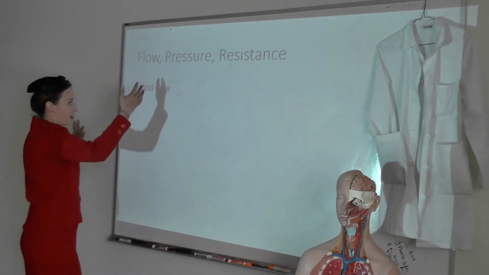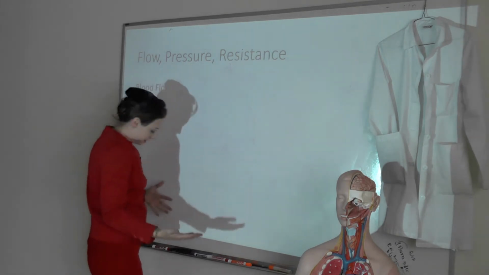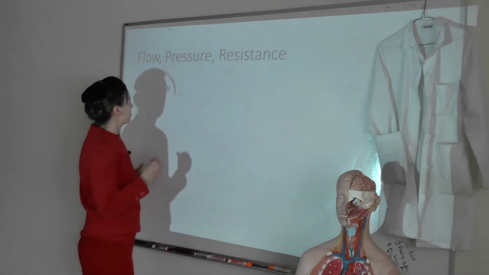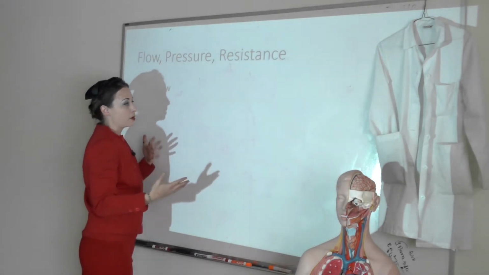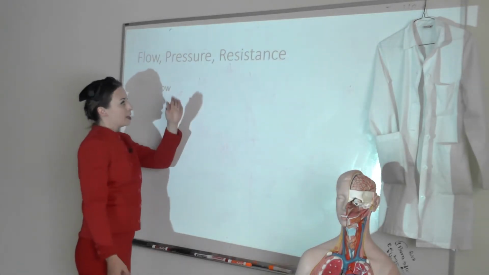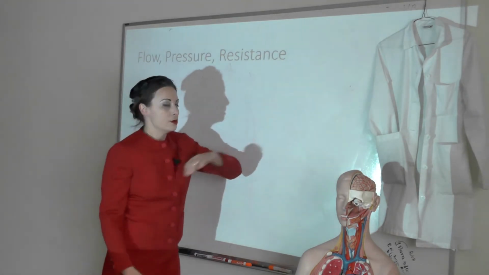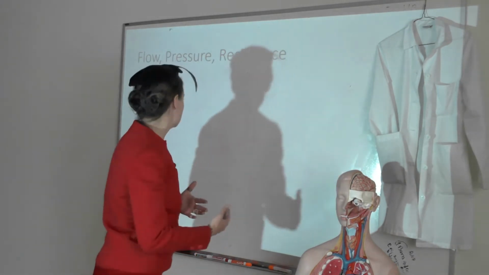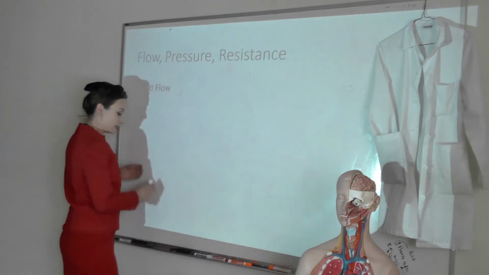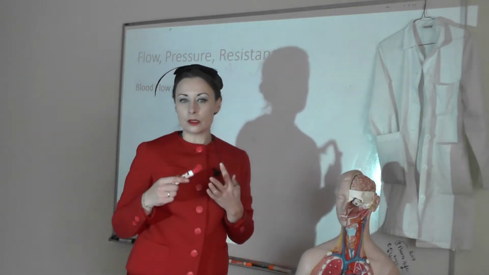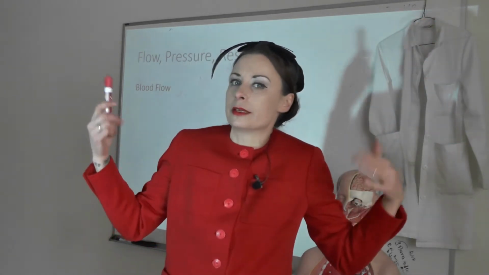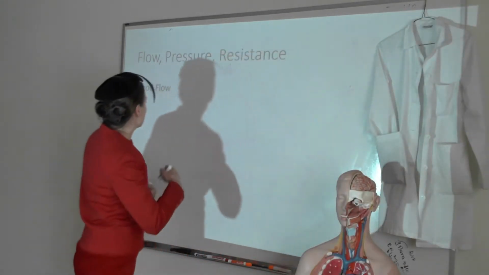So everything in life is guided by physics and chemistry, and blood is no exception. When we think about flow of any kind of fluid, we need to think about the pressure that it's under and then the resistance to that flow. So blood is no different. So let's think about blood. Blood flow is the flow of blood through an organ, a vessel, a tissue, or the entire system at any given moment that we can measure.